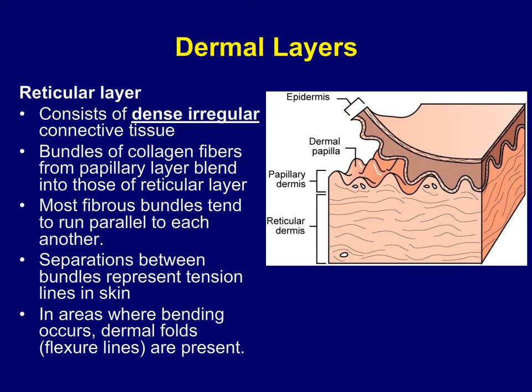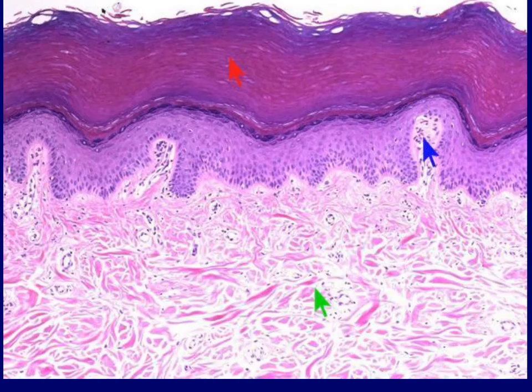Another thing I should point out about the reticular region of the dermis is, just like the papillary region, there are blood vessels here as well as sensory receptors. So now we're going to take a look at a photograph of a histological section through the skin and see if we can identify the different layers we've learned so far. If you take a look at the red arrow, what layer do you think that is? Well, the correct answer here is this is the stratum corneum of the epidermis.